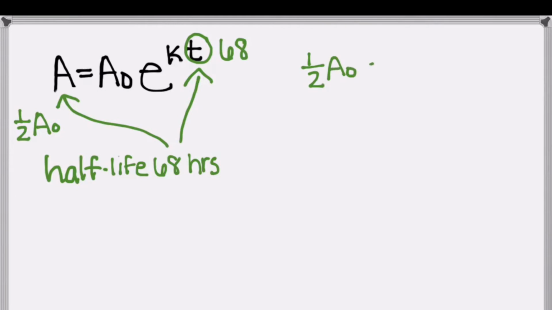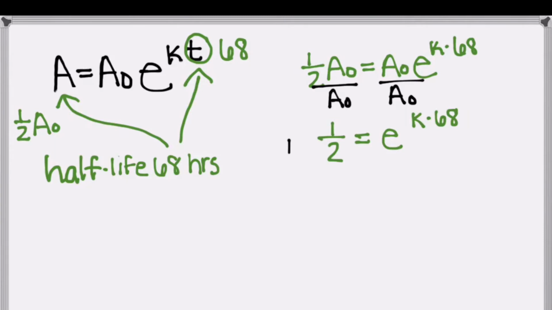And then let's plug all this into the exponential model. Because we have a naught on both sides of the equation, we can divide and cancel the a naught. So it doesn't matter what the actual original amount of the substance was. Then we get 1/2 is equal to e to the k times 68. At this point, since we're trying to solve for something in the exponent, we can use the property where you take the ln of both sides.